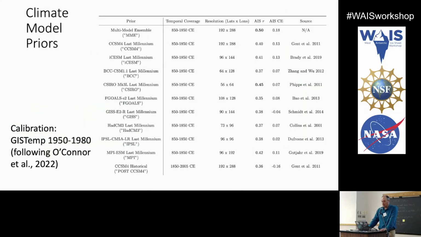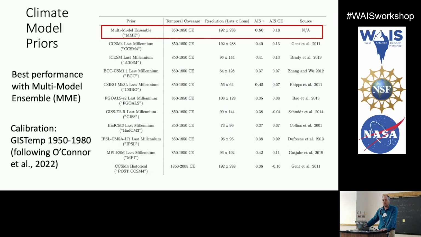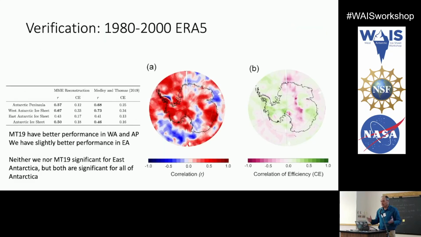So for our climate model prior, we're using a multi-model ensemble, and this is really where Olivia Truax, a postdoc with Eric Steig, has come in to help. And our calibration period is the GISTEMP 1950 to 1980. So it's very similar to what Gemma O'Connor was doing, and you saw some results of earlier, only we're looking at reconstructing Antarctic accumulation. I'll note we are doing this globally, though I'm only talking about Antarctica. The way we decided to verify this was to look at the ERA5 record from 1980 to 2000, so post our calibration period.